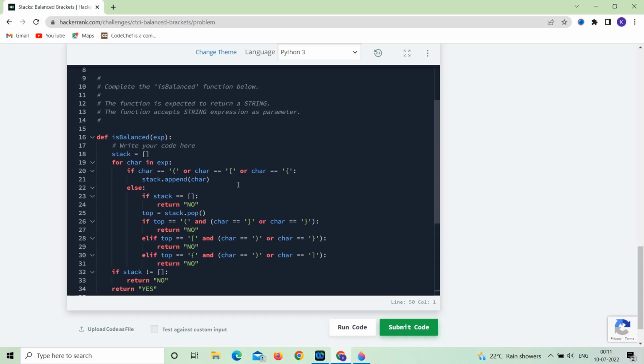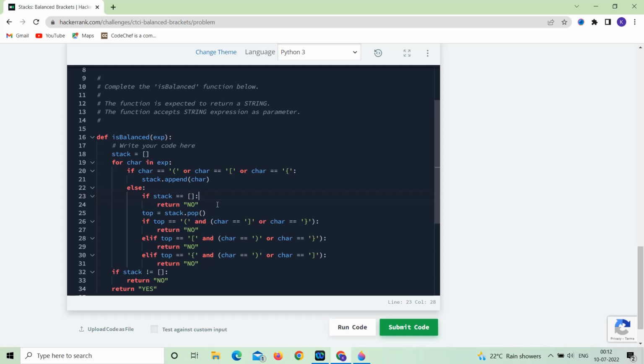In that, firstly I'm checking whether my stack is empty or not. For example, assume my stack is empty, but I got a closing bracket. Similarly, as I told you in the last case, whenever you get a closing bracket but your stack is empty, that means there are no opening brackets but you have a closing bracket. Is that valid? Not, right? So in that case you have to return no.